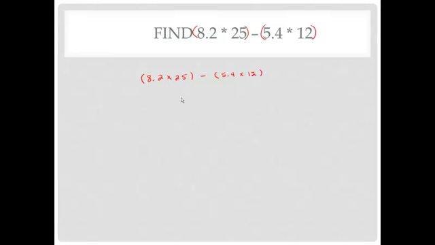Okay, so 8.2 times 25 is 205. And 5.4 times 12 is 64.8. Now once I get those multiplied out, then I can subtract those two products for my final answer. And we come up with 140.2. So again, the key was to recognize that we had a multiplication and subtraction in the problem, but our order of operations tells us that we must do the multiplication first and then subtract.